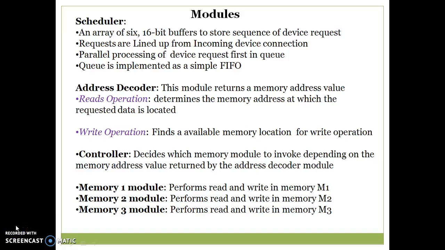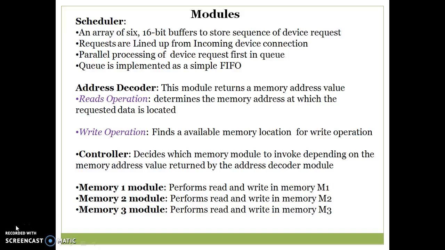Second, we have made use of an address decoder module. In this module, we determine the memory address at which the requested data is located in case of reads. Or, in case of writes, we find an available memory location. This module returns a memory address value.